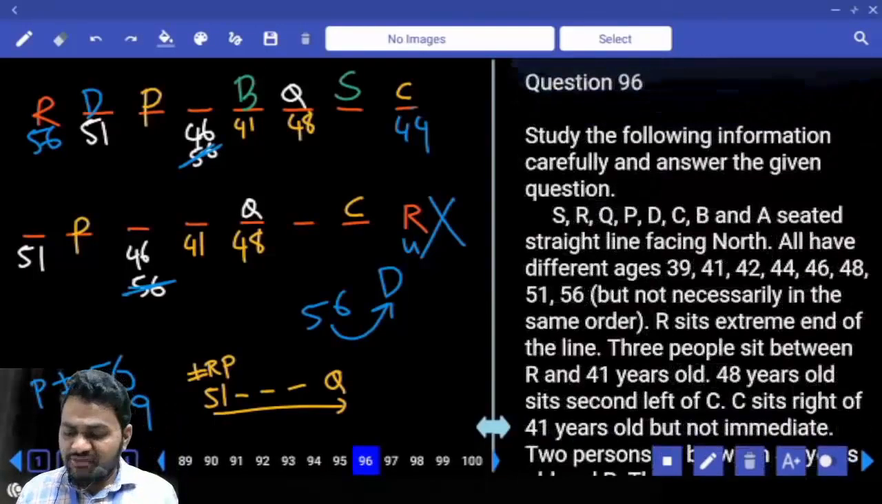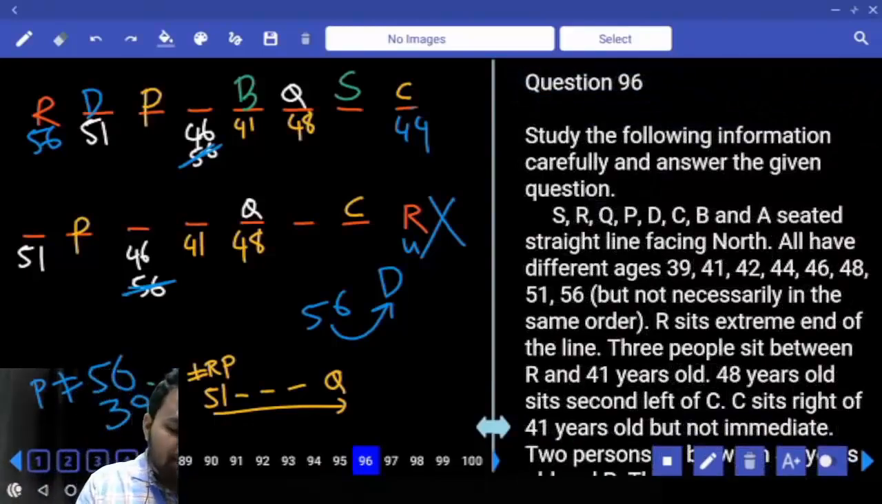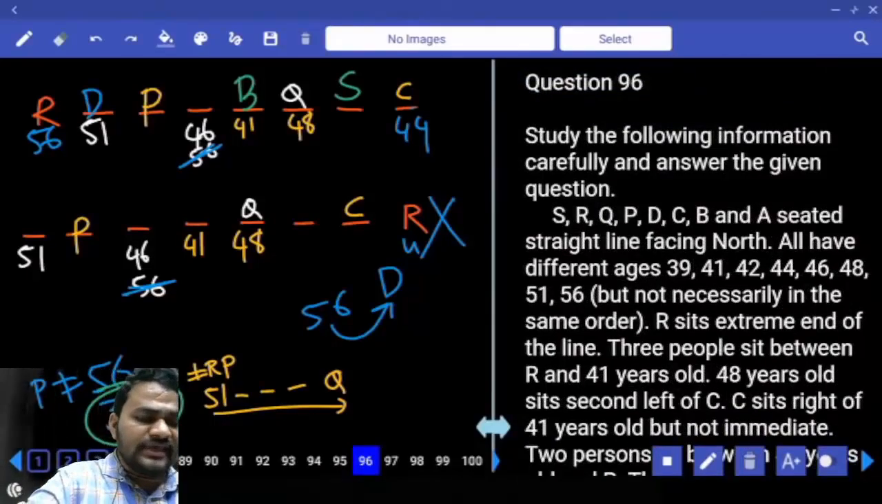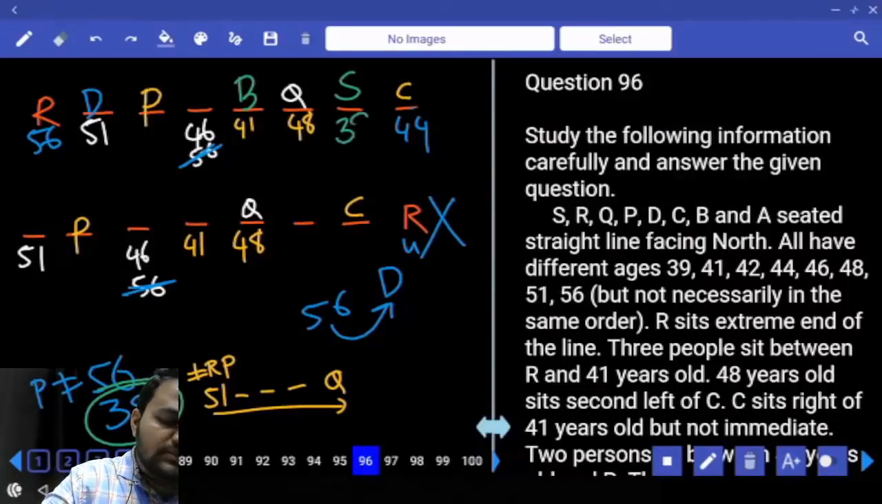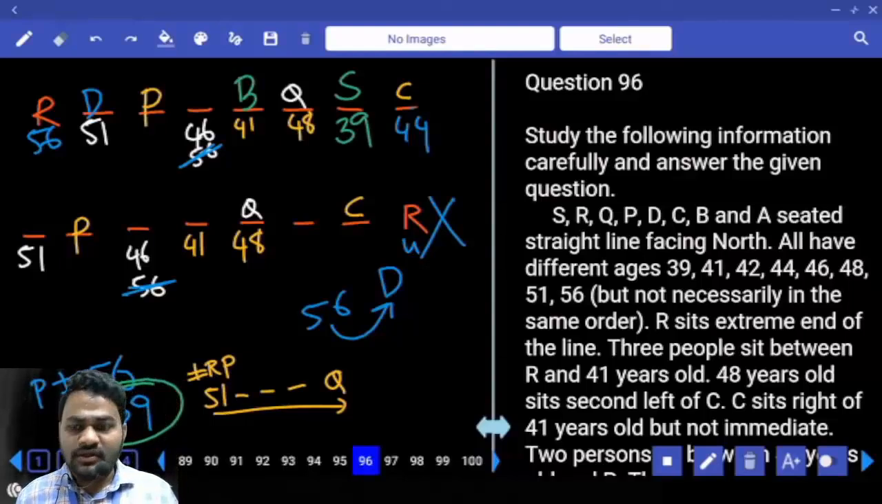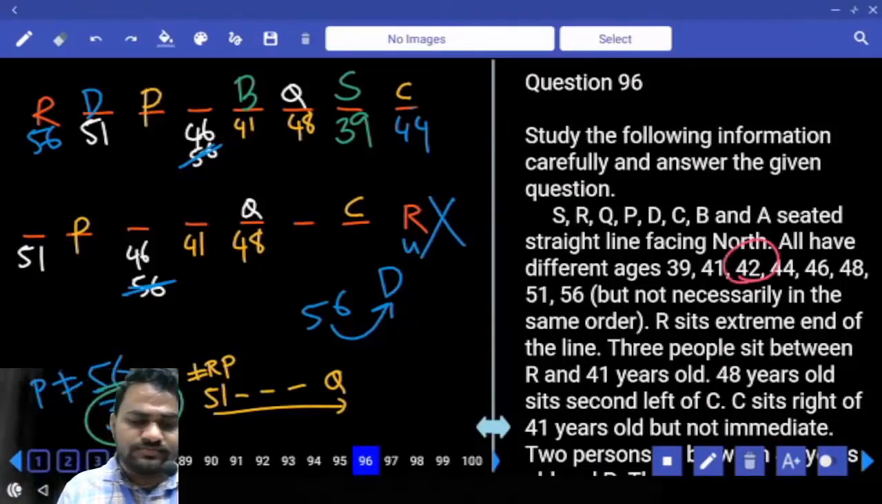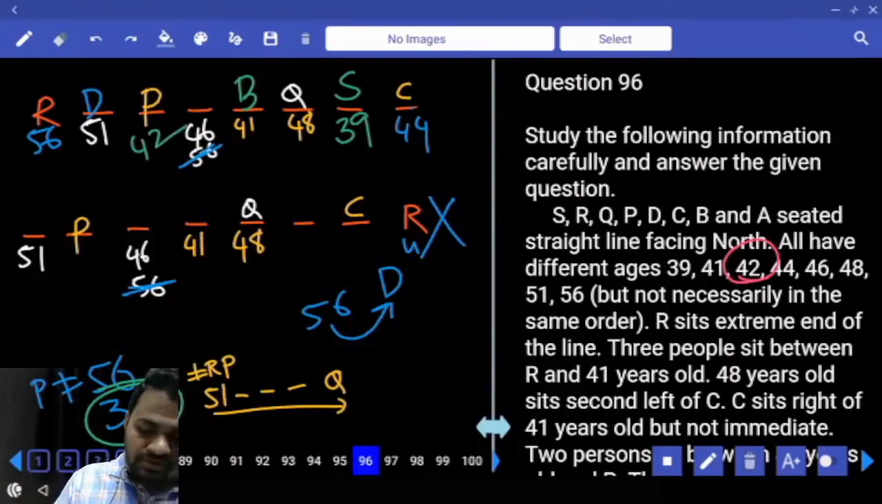Right, so everything is confirmed except P's age. P's age cannot be 39. If it is not 39, obviously S's age will be 39. Then the remaining one more age is required for P, that is 42.